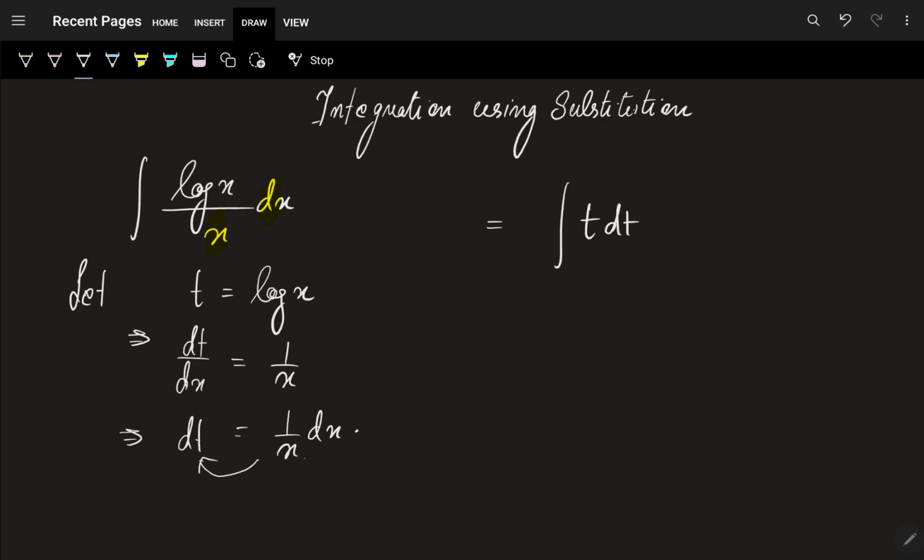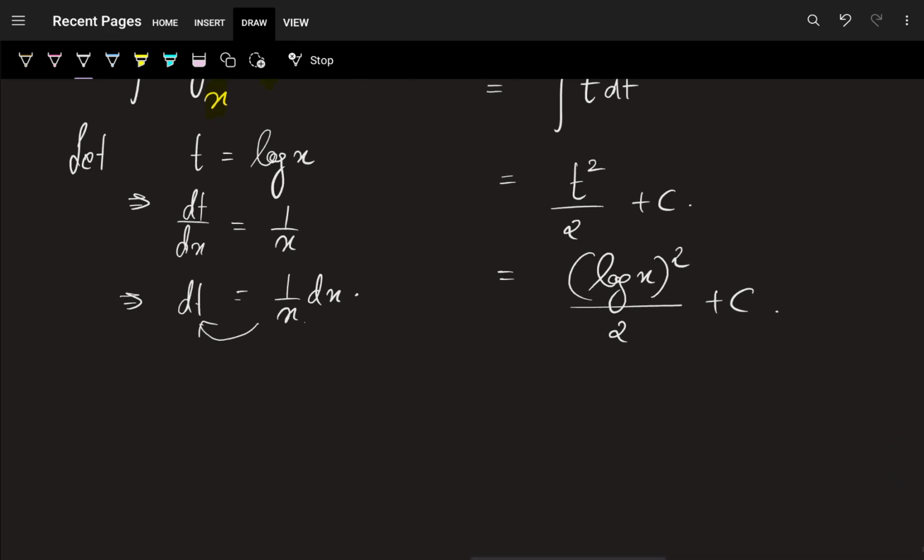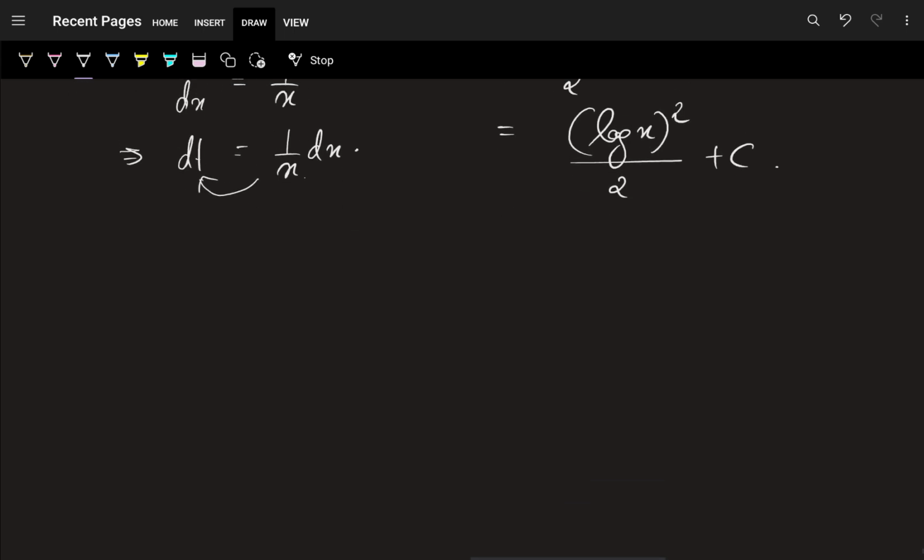So t dt. Now t dt is t squared by 2 plus c. What was t? t was log x. So this will be (log x) squared by 2 plus c. Okay, simple and sweet. You can just pause and see this video while I move to the next question.